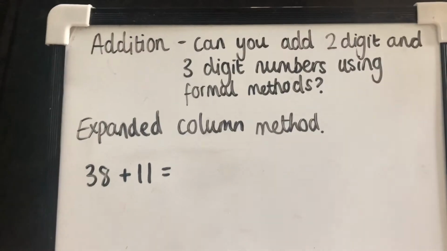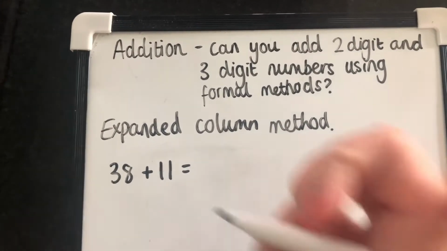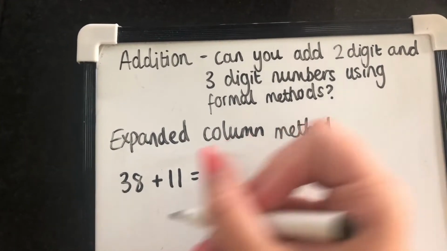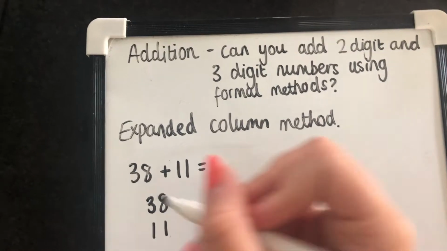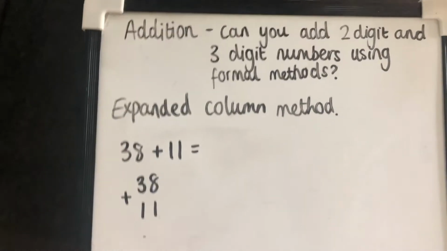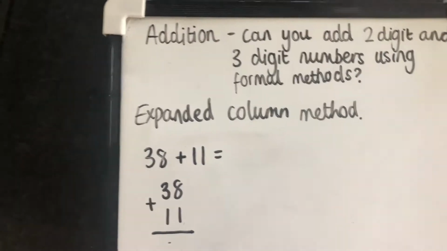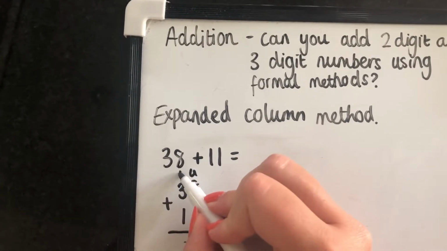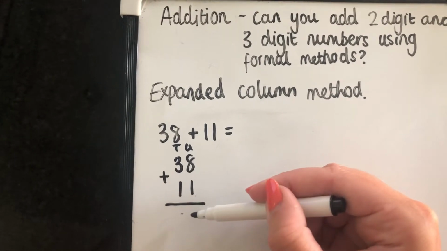So can you remember what we do for the column method? We have to write them above one another. So we're going to write 38 and 11 underneath. And remember that add symbol to show that we're doing an addition. And put a line underneath. Okay, remember these are our units and these are our tens. So when we're adding up, we always start with our units first.